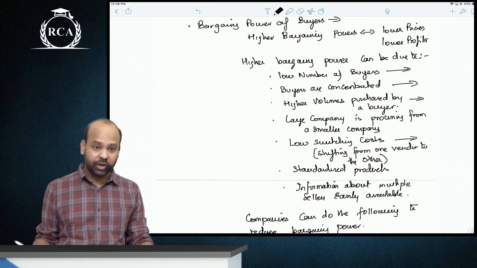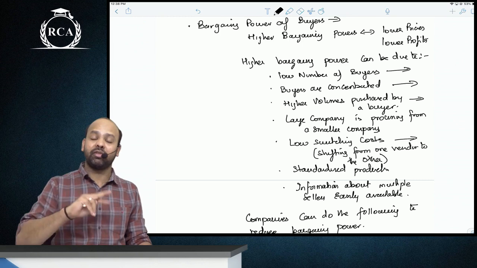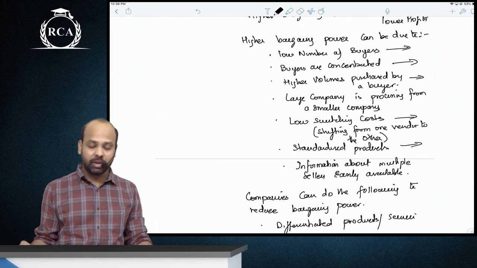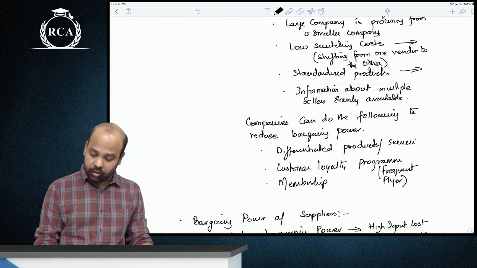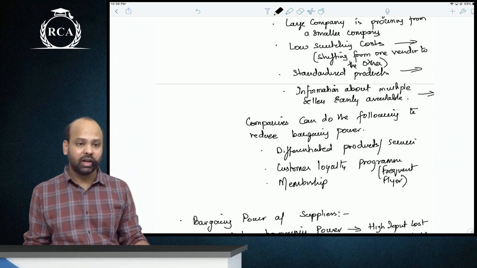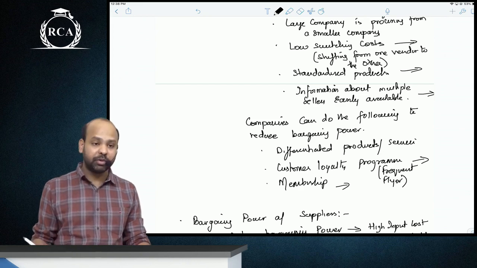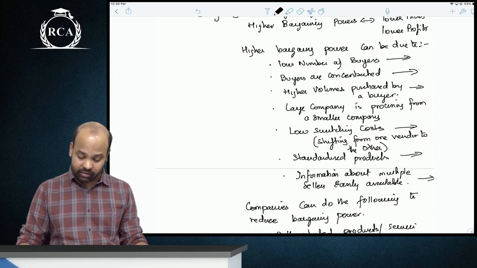There is very low switching cost, they can easily shift from one supplier to the other. Standardized products are easily available in the market, and information about multiple sellers is easily available. What can the company do? Differentiate their products, and offer customer loyalty programs and memberships to reduce the bargaining power of the customers.